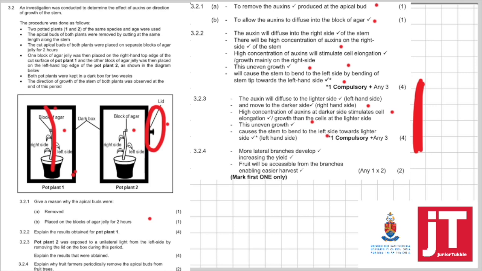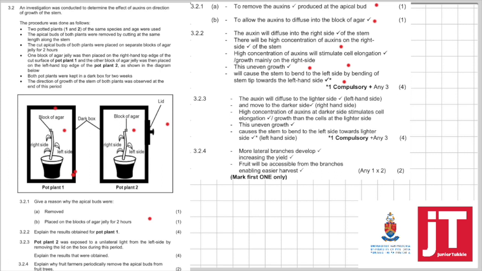It says here 3.2.4. Explain why fruit farmers periodically remove apical buds from fruit trees. Why? They want more lateral branches to develop, which will increase the yield, and the fruit will be accessible from all the branches, enabling easy harvest. So this was a nice question.